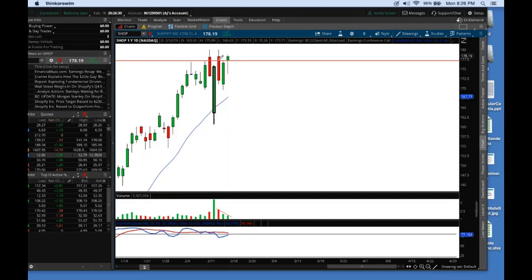Look, we had this big green candle on high volume. The very next day, it fell flat on its face with a big red candle on half the volume. There was no follow-through over resistance.